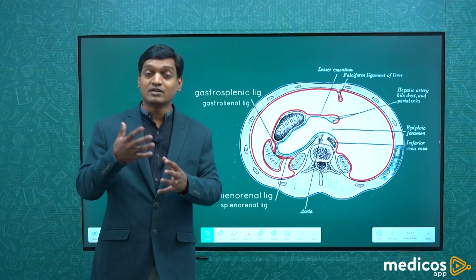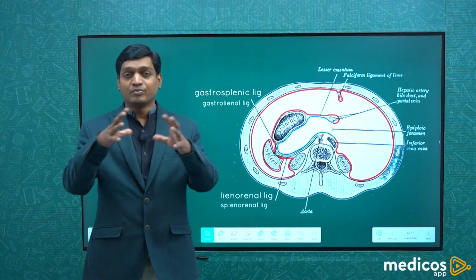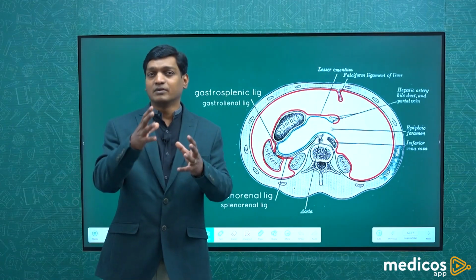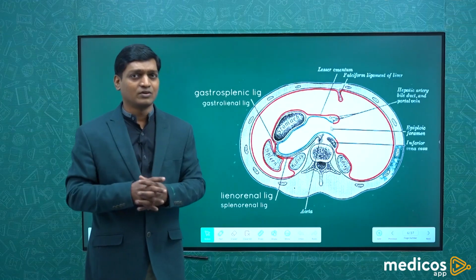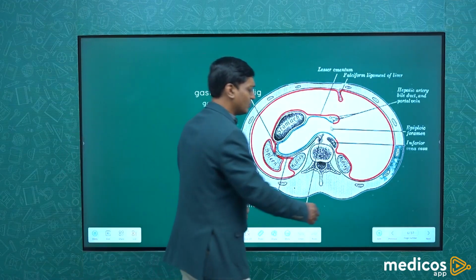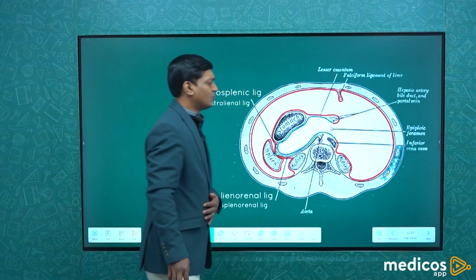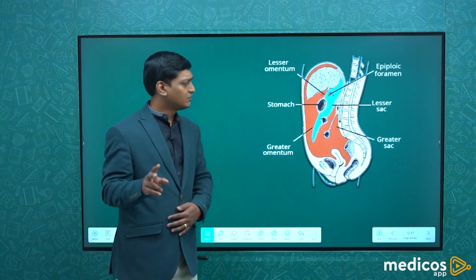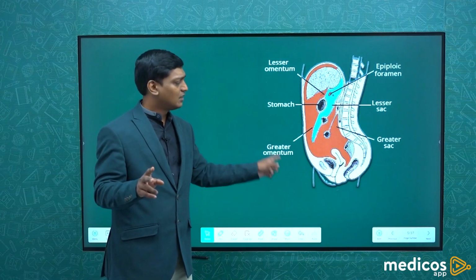You can study about the boundaries of the lesser sac, because that is also an important question. So to approach the peritoneum, to study about the peritoneum, two diagrams are better. One is vertical, another one is horizontal.